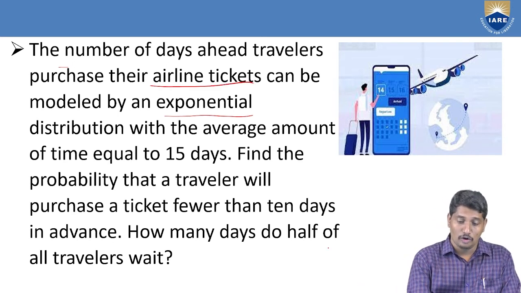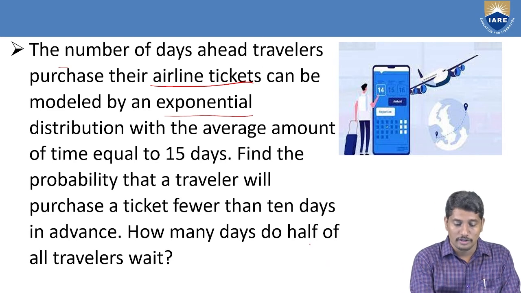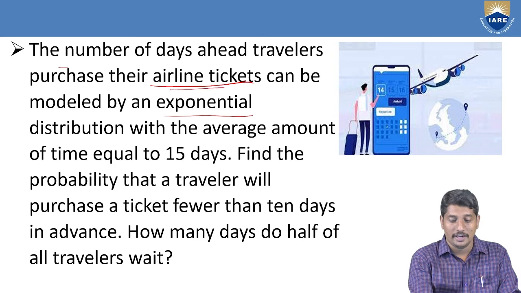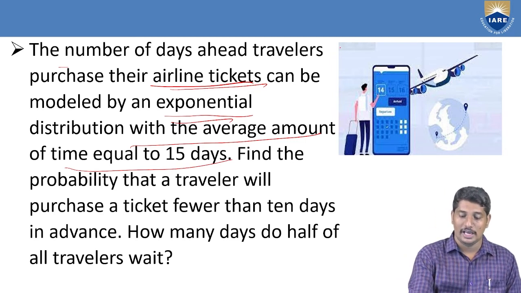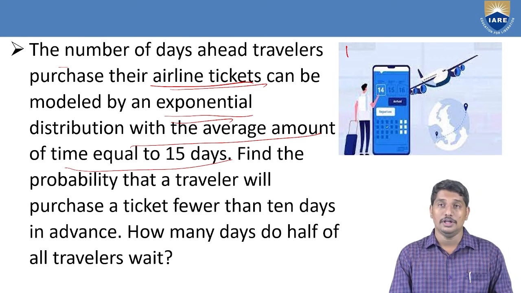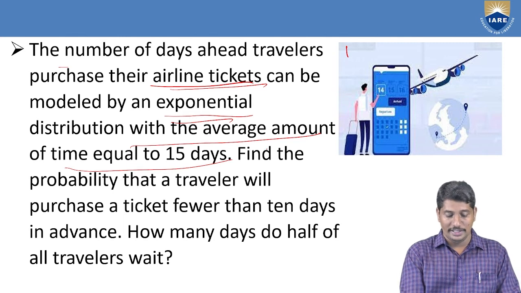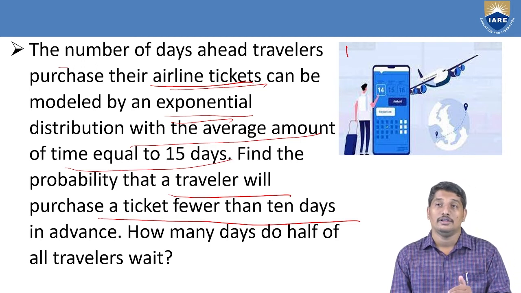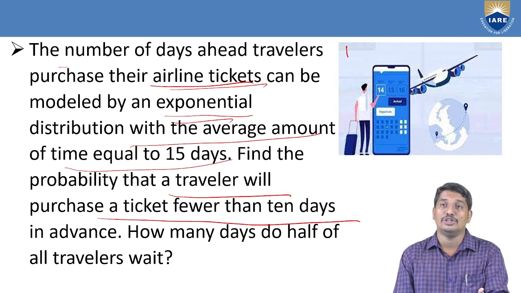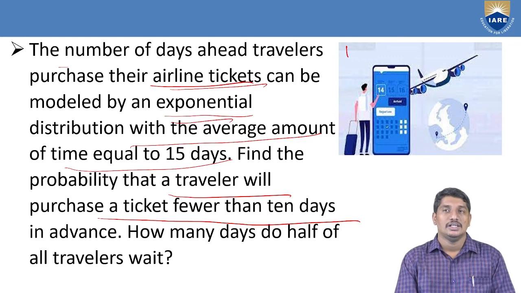Okay, and according to the statistics of airlines like Indigo or Air Deccan or Air India, whatever, according to their calculation, airline ticket booking follows an exponential distribution with the average amount of time equal to 15 days. That means on average, for each 15 days they will have one advance booking for flying from one specified place to another. Now, based on this, find the probability that a traveler will purchase a ticket fewer than 10 days in advance. That is, the probability that within 10 days a customer is going to book a ticket. Less than 10 days, they will receive a booking from a customer.